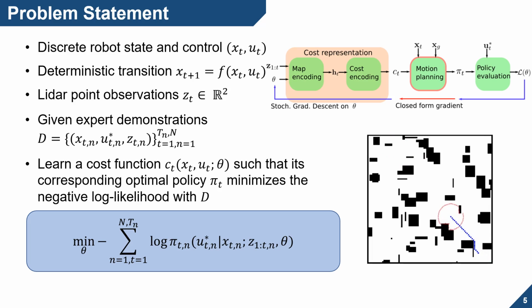Our task is to learn a parameterized cost function such that its corresponding optimal policy matches expert demonstrations. We propose a model that decomposes mapping and planning. The learned cost function can generalize the control policy to new environments.